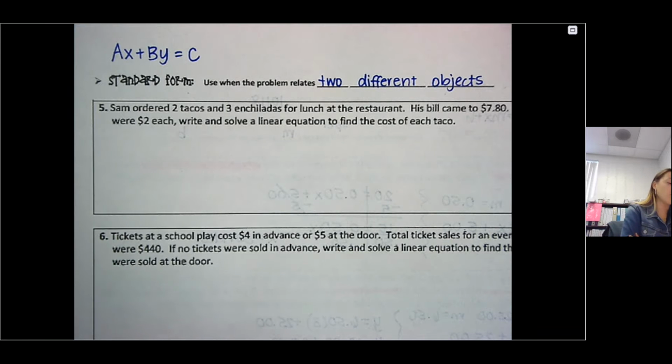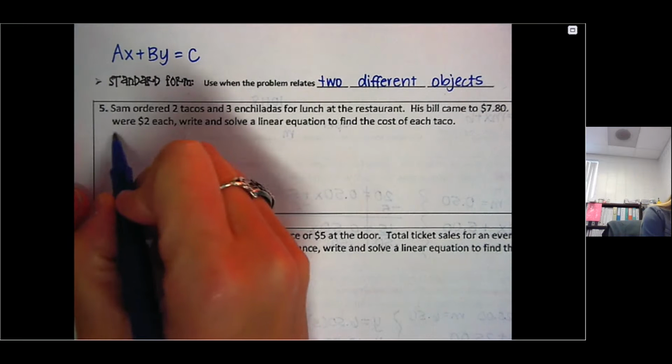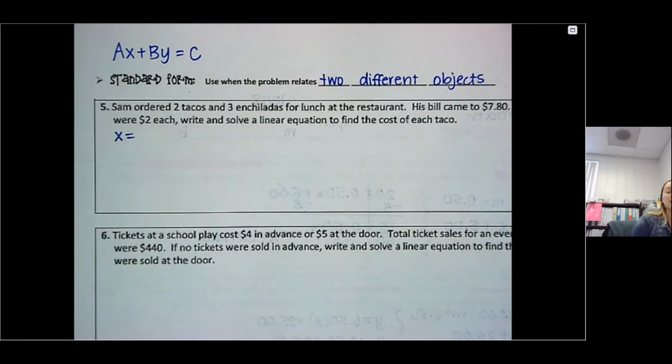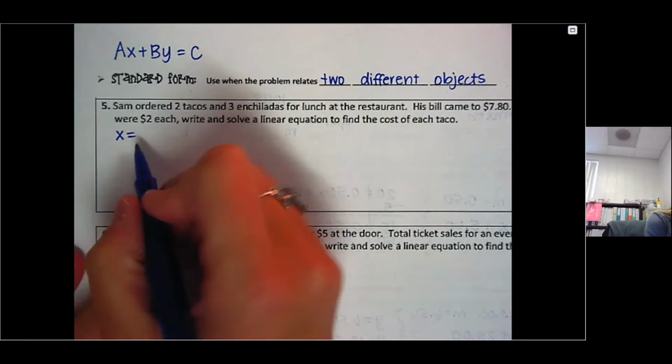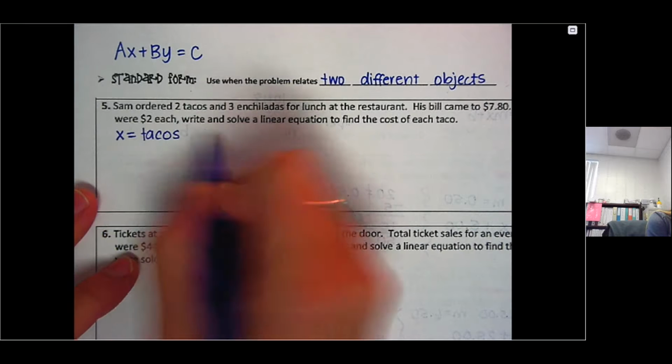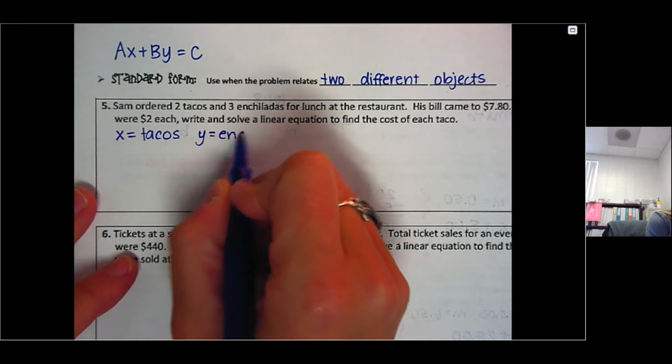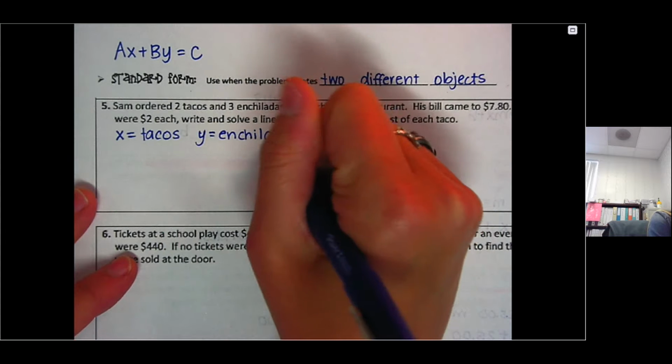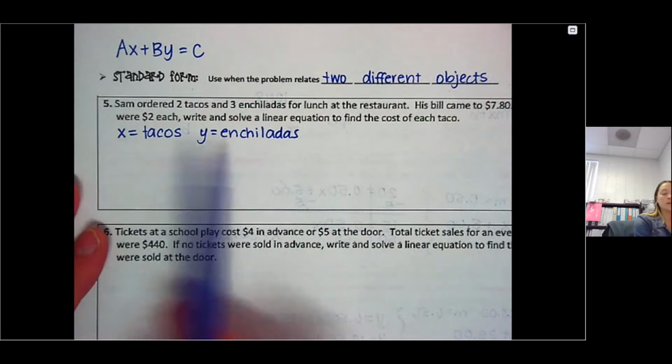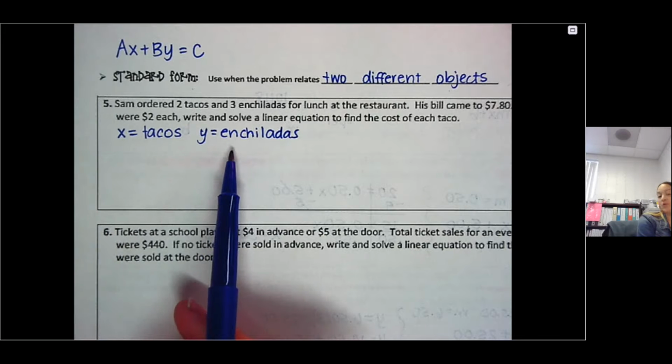His bill came to $7.80. If enchiladas were $2 each, write and solve a linear equation to find the cost of each taco. Okay, so I'm going to take one of the letters to represent a taco, one letter to represent an enchilada, and it doesn't matter which one I choose, but I'm going to write down whatever it is that I choose. So I'm going to use X for my tacos, and I'm going to use Y for my enchiladas. You do have to label which one's which when you're doing problems like this.